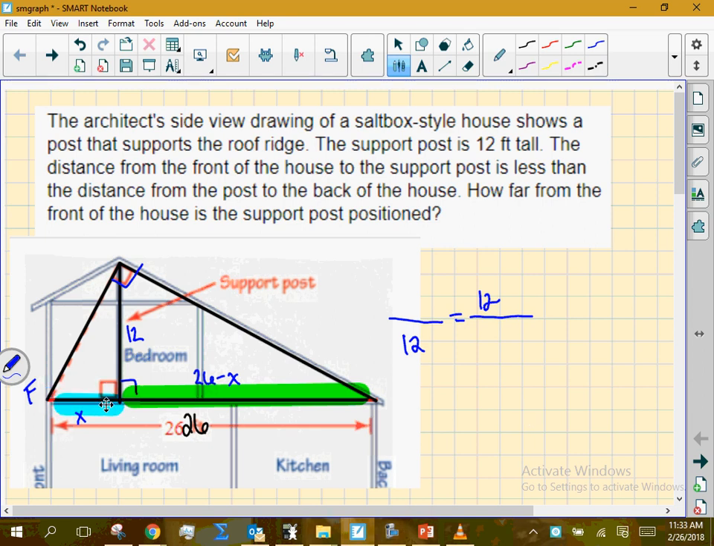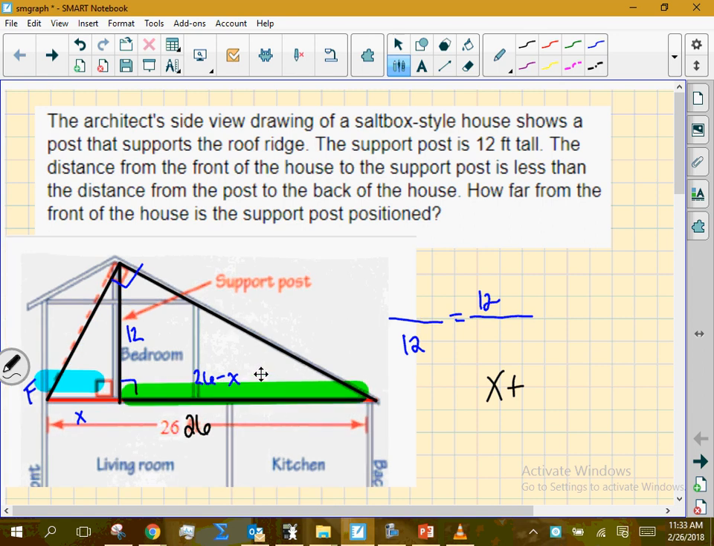This is X. This is X. This is 26 minus X. Okay. And then the whole thing is 26, because segment addition says I should be able to add that. So X plus this green one, which is 26 minus X, should equal the whole distance of 26, right? Does it? Yeah. Okay. Does that help? Okay.